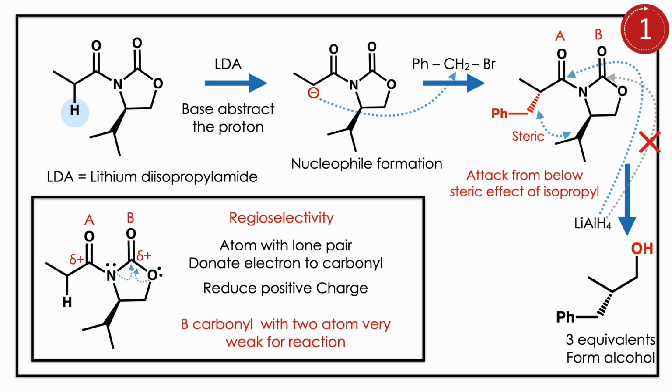Finally, you have removal of the ring. The final product is an alcohol here. Here, regioselectivity between two carbonyls is achieved in one carbonyl through the electron-donating ability of nitrogen and oxygen. The B carbonyl has two donating groups, so it is weak. So A is reactive. Regioselectivity is achieved here.